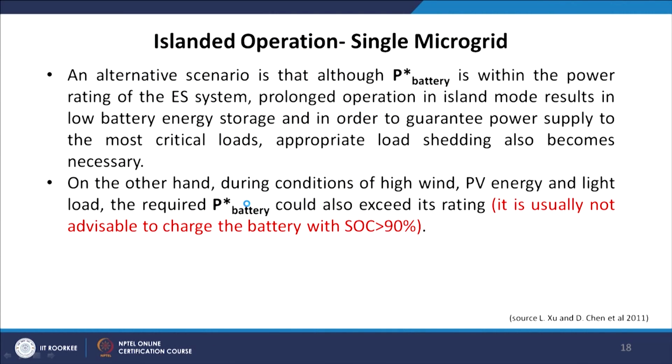On the other hand, during conditions of high wind, PV energy and light load, the required P battery could also exceed this rating. It means you produce excess energy through wind and PV, and your load is at light load positions. One thing I would like to make clear at this point: unfortunately, we do have excess renewable available to us when we do not experience the peak of the system.